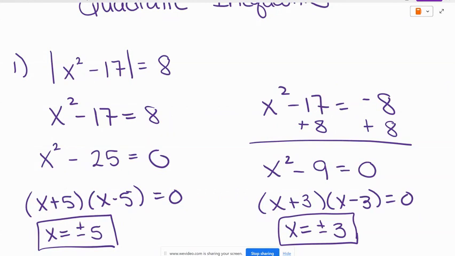Is it okay if I did x squared equals 9? So it depends. If I said to factor, then no. If I said just solve, then yes. It all depends on what the directions say.